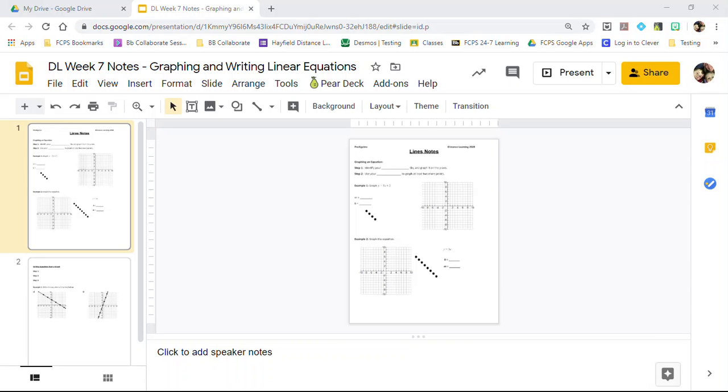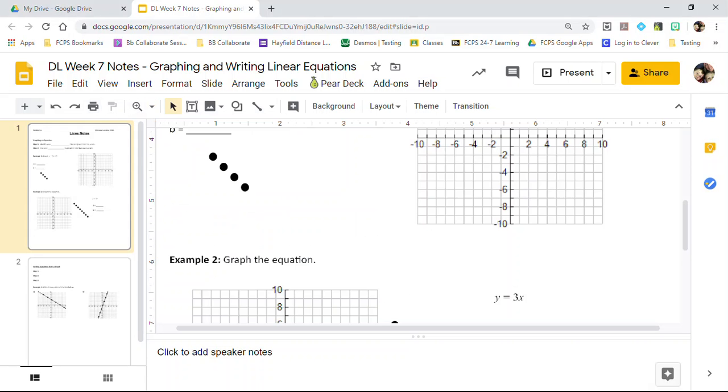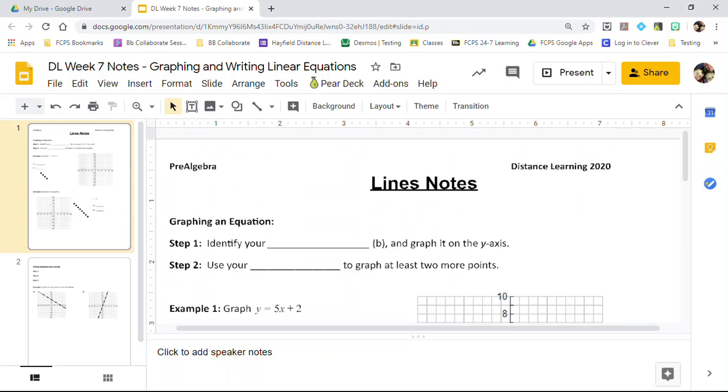Hi everyone. Today we're going to review how to graph lines and how to write equations of lines. When you open up your Google Slides document, it's probably going to be really small like this. So first, let's make it bigger. We're going to come up to this little magnifying glass and zoom in to 100%.